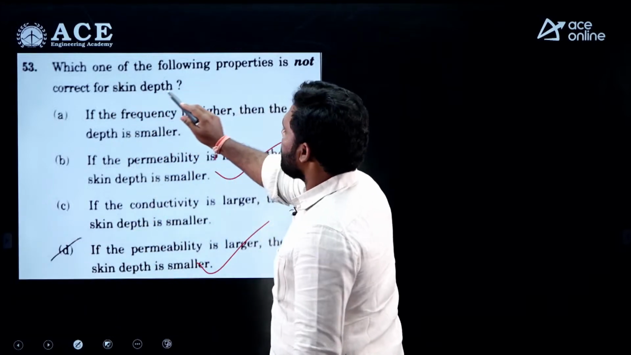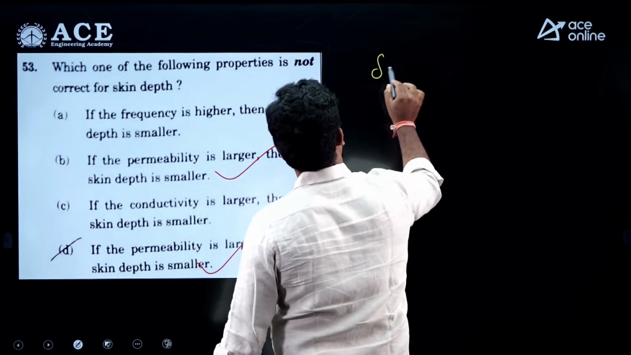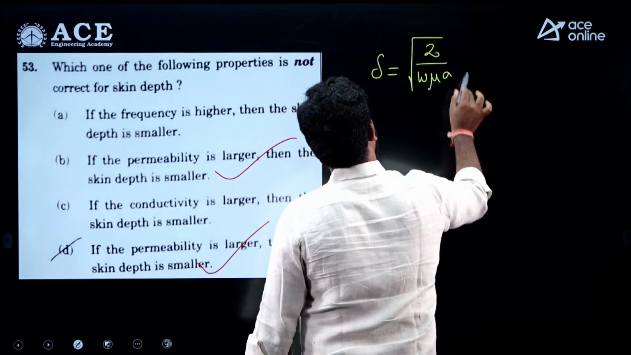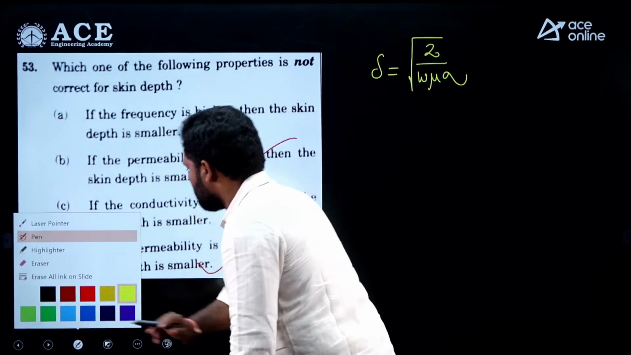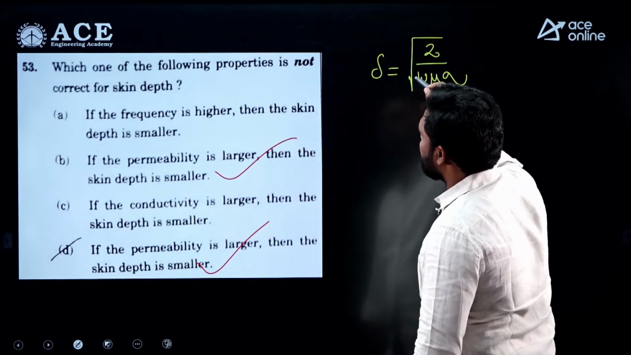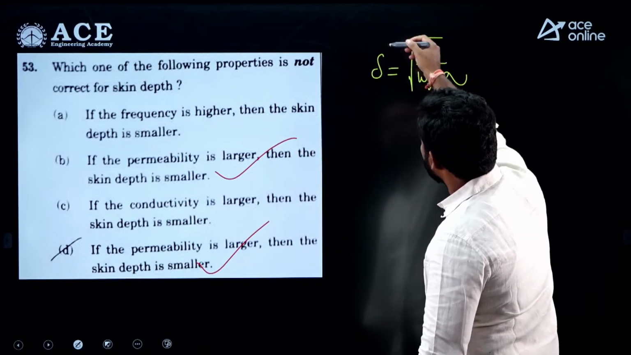Which one of the following properties is not correct for the skin depth? What is the skin depth? Skin depth is equal to 1 by alpha, which is equal to square root of 2 by omega mu sigma. Option A: if the frequency is higher, then the skin depth is smaller. Yes, as the frequency increases, the skin depth will fall.